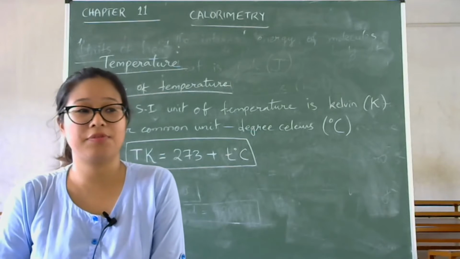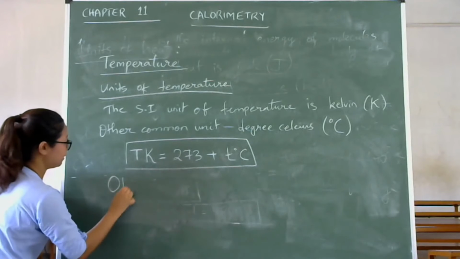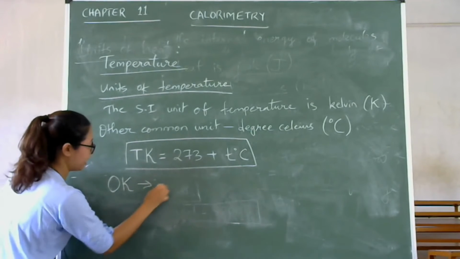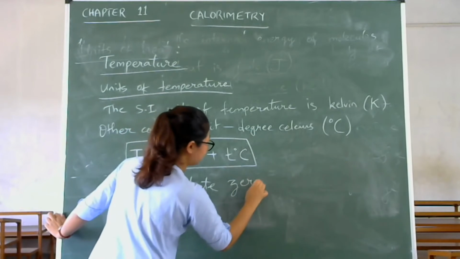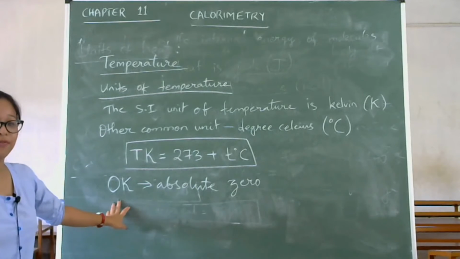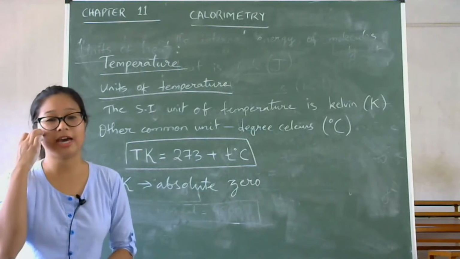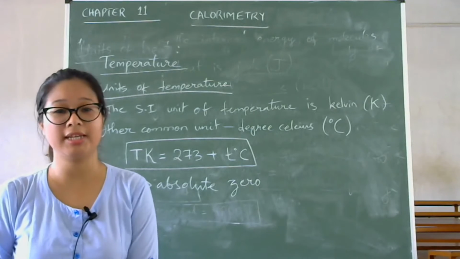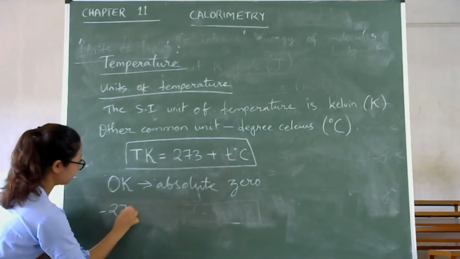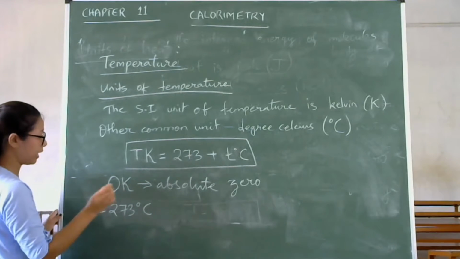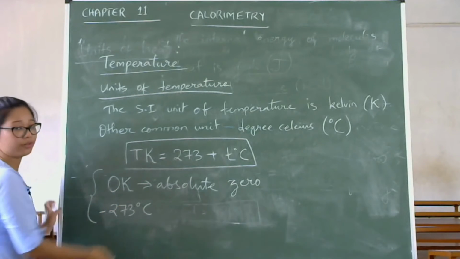Now, the zero of the Kelvin scale, that is 0 Kelvin, is known as absolute zero temperature. Absolute zero is the lowest temperature that is possible in nature. We cannot have any temperature lower than 0 Kelvin. And 0 Kelvin is equivalent to minus 273 degrees Celsius. We cannot have any temperature lower than 0 Kelvin or minus 273 degrees Celsius.